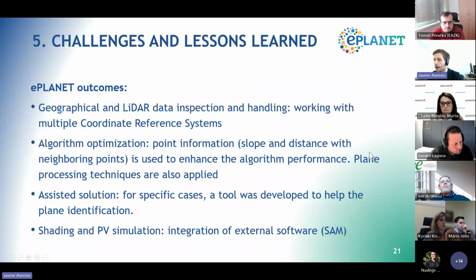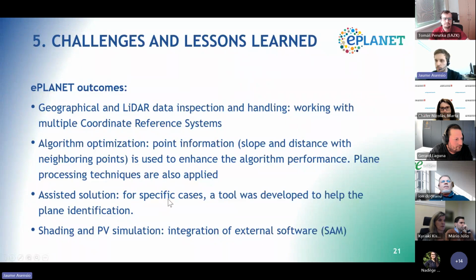Also, as we mentioned, not only did we do the identification of each plane, but later on we did a refinement process to make sure that our results were as good as possible. Also, as I just pointed out, for specific cases, we had to give a hand to the program and draw which areas were each subset of the buildings, because for the most complicated buildings, the program was stuck identifying the planes. So we had to develop this quick tool to draw the areas of subsets of buildings.